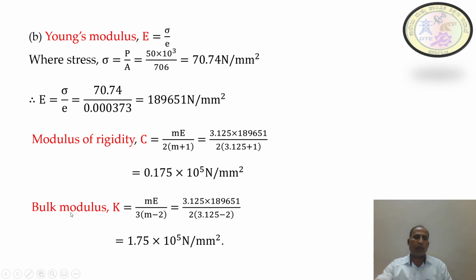Similarly, we can calculate the bulk modulus K, as we know the relation between the bulk modulus and the modulus of elasticity. So therefore, by substituting the value of m and E, we can calculate the value of bulk modulus. Therefore, after calculation, the answer for the value of K will be 1.75 into 10 raised to 5 Newton per mm square.